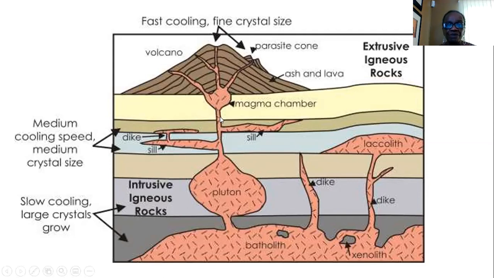All right, let's move this magma up and get it out so that it can come out of the volcano. And when it does, it's going to cool fast. And when it cools fast or extremely fast, we will get extrusive igneous rocks, some of which may have small crystals and some no crystals at all.